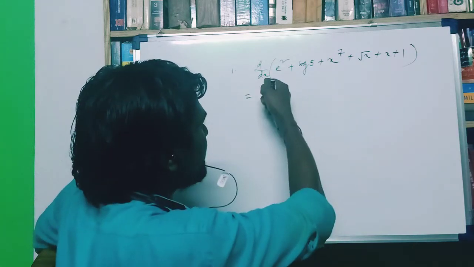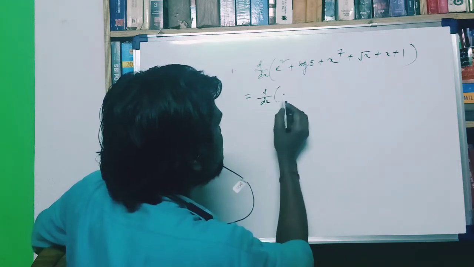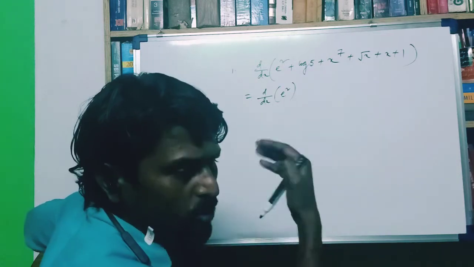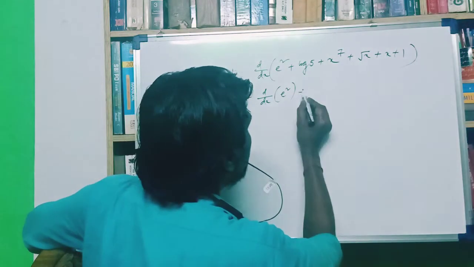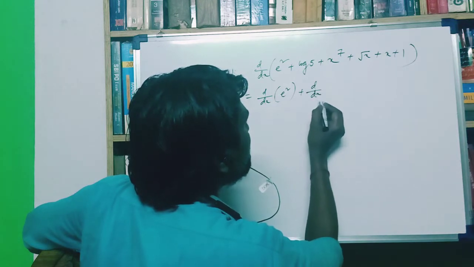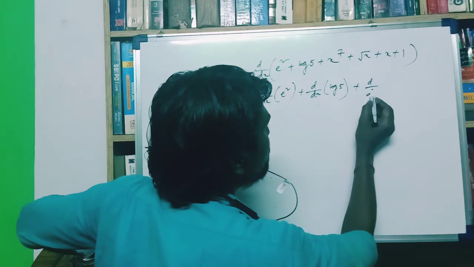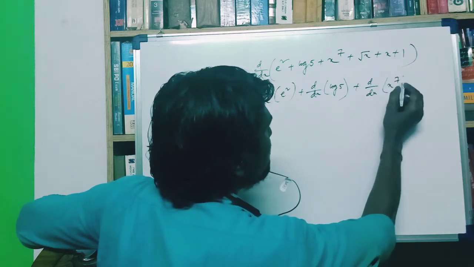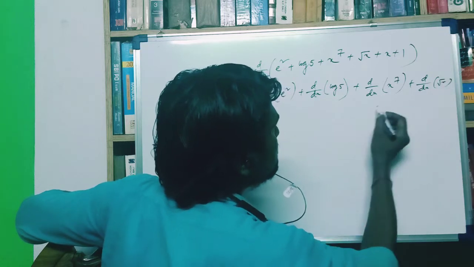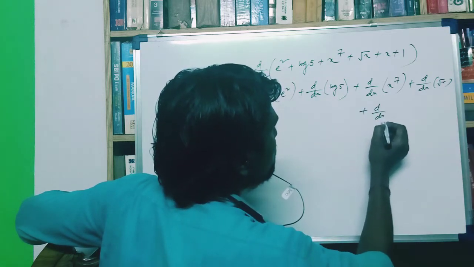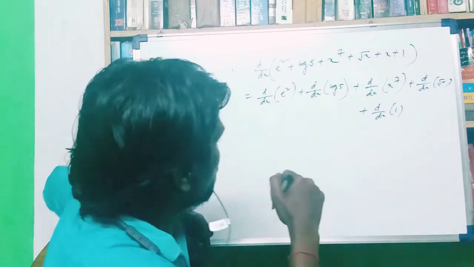So d/dx of e to the power 2, you have to write d/dx of e to the power 2, and it is like formula number 3: d/dx of constant plus d/dx of log 5 plus d/dx of x to the power 7 plus d/dx of root x plus d/dx of 1.